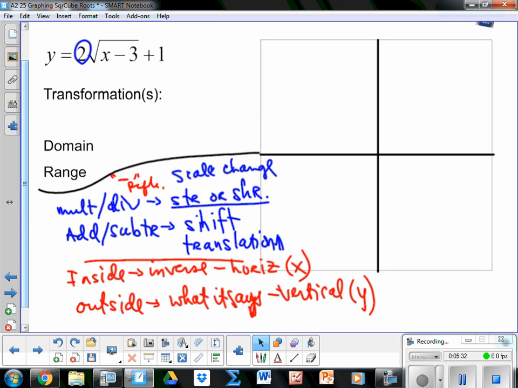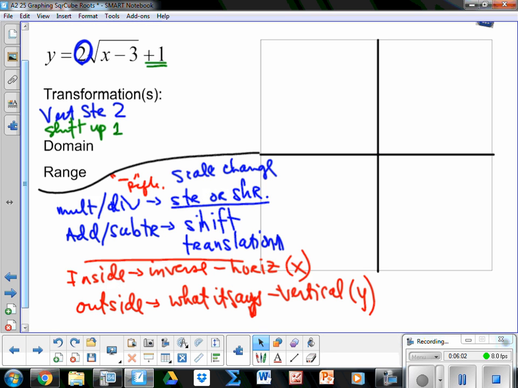So as we look at this equation, this function, notice the 2 is on the outside. So it's on the outside, we do what it says, it's vertical, it's about y. So there's a vertical stretch of 2, so it makes it twice as tall. Okay, and there is a +1 on the outside also, which is going to shift, move, slide, translate it up 1, do what it says, not the inverse.